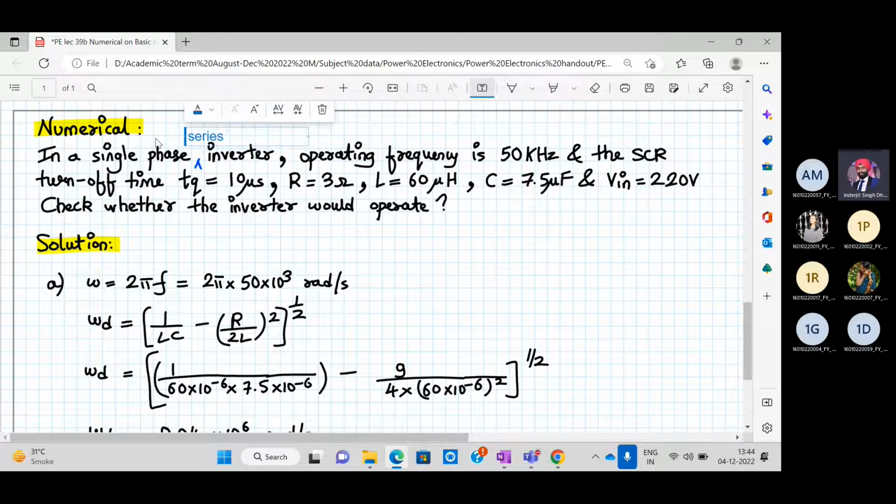In a single phase series inverter, the operating frequency is 50 kilohertz. So we have been given the operating frequency, that is, your inverter frequency is 50 kilohertz. Then we have the SCR turn off time. Now this is something new, which we have not discussed so far. It's a new parameter we have been given. RLC values are given and Vin is given. And the question is to check whether the inverter would operate. Now how to check whether the inverter will operate? Anyone can tell me?